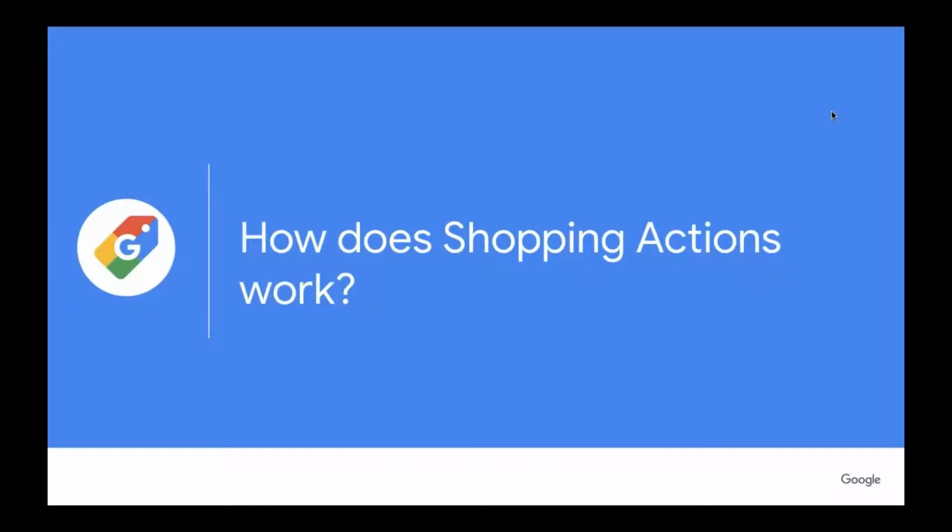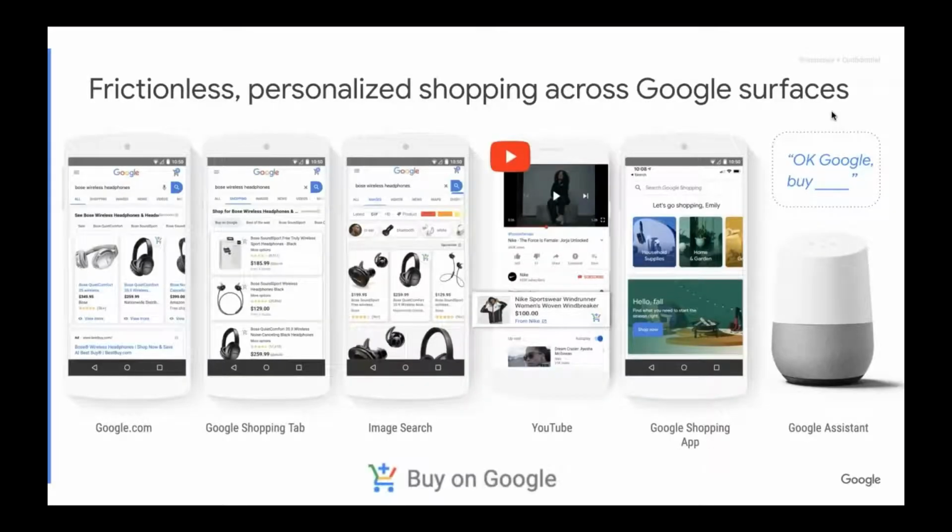Okay, so now I'm going to go more into shopping actions in particular. Hopefully you see how shopping actions fits into our user experiences and alongside our unpaid listings and ads. Now I'm going to go deeper into what is shopping actions, how does it work, how do you participate? So the vision of shopping actions is to create a frictionless, personalized shopping experience across Google surfaces. So you can see that colorful cart icon on the bottom that designates this is a Buy on Google product.